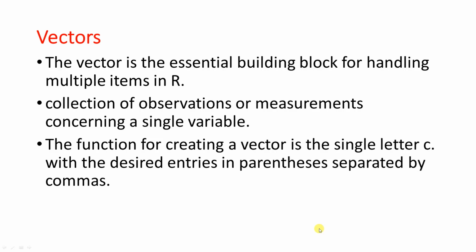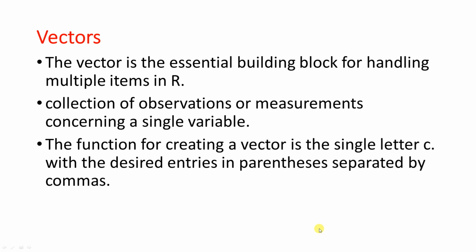The vector is the essential building block for handling multiple items in R. It can hold multiple data items, where all the data items share a single data type. It is a collection of observations or measurements concerning a single variable. One object or one variable will hold multiple data items. That is called a vector.